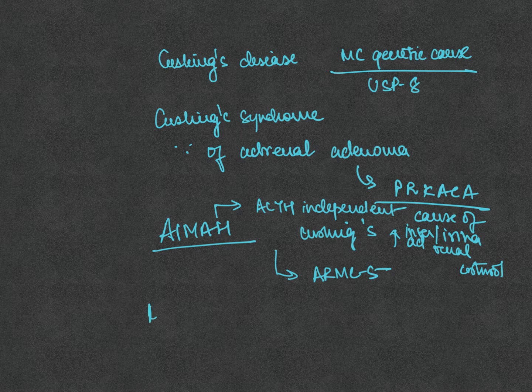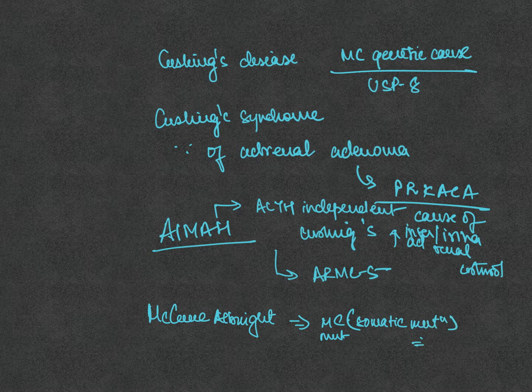While in McCune-Albright, the most common mutation, which is actually a somatic mutation, is going to be a GNAS mutation of the G alpha domain, which is the activating domain.